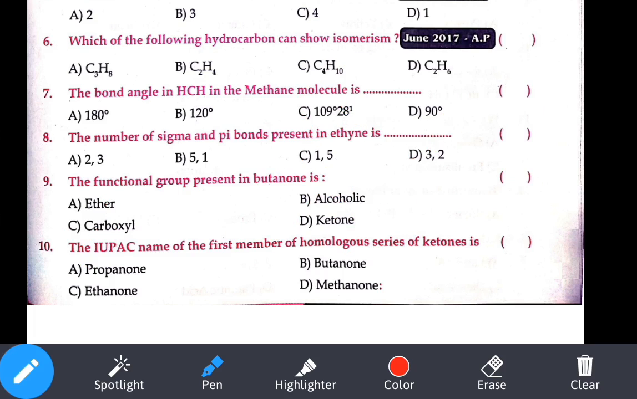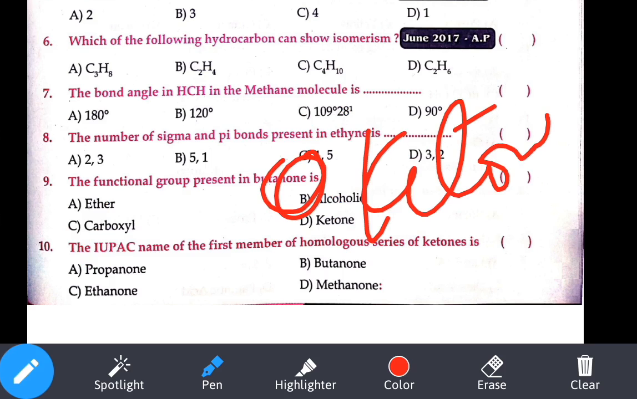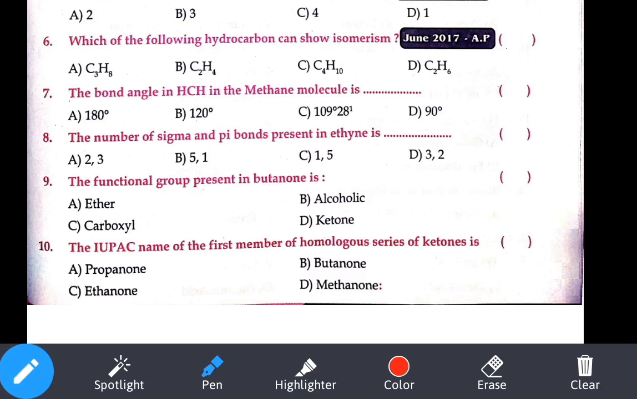The functional group present in butanone: one means ketone. So what is the functional group present here? Option number D. The IUPAC name for the first member of the homologous series of ketone. So what is the general molecular formula for ketone?